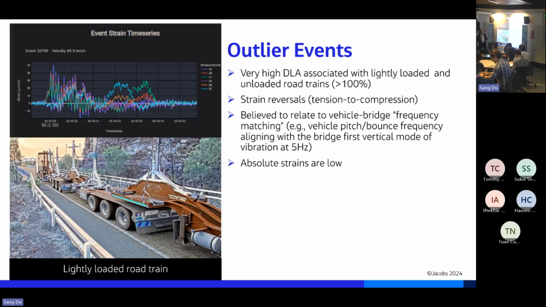All right, and this was in the brief, they wanted to investigate the strain reversal. I'm yet to understand exactly why. Thank you.